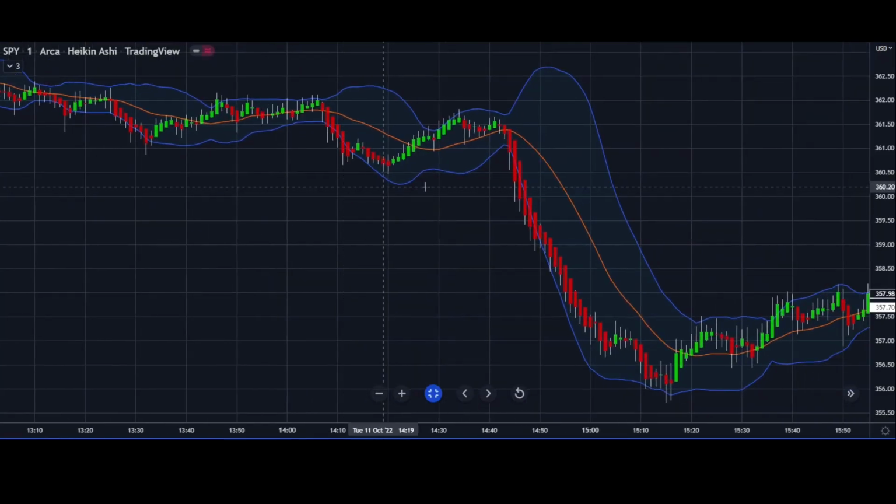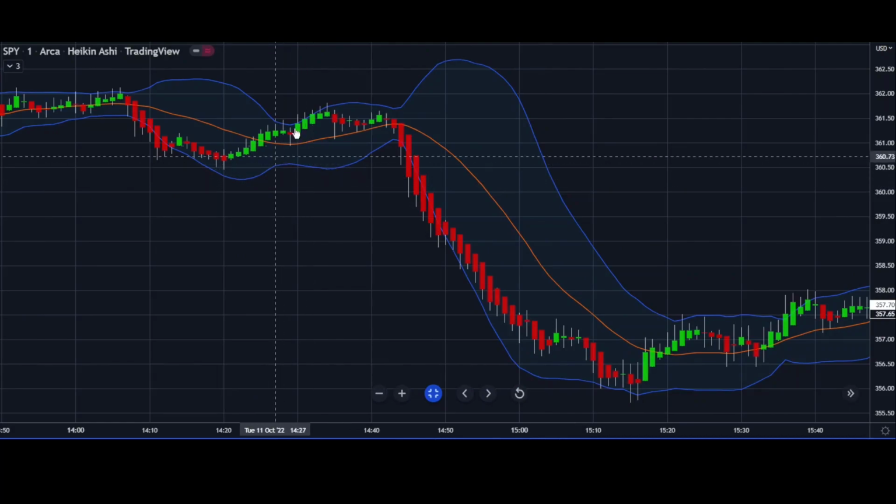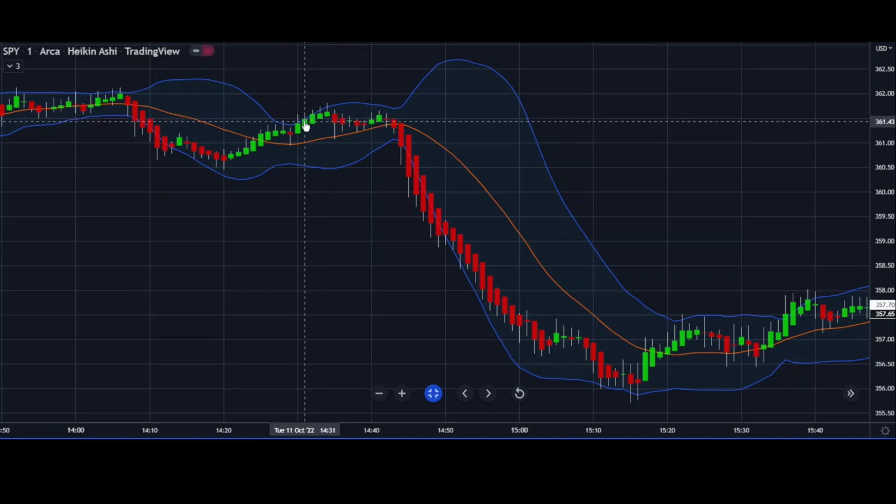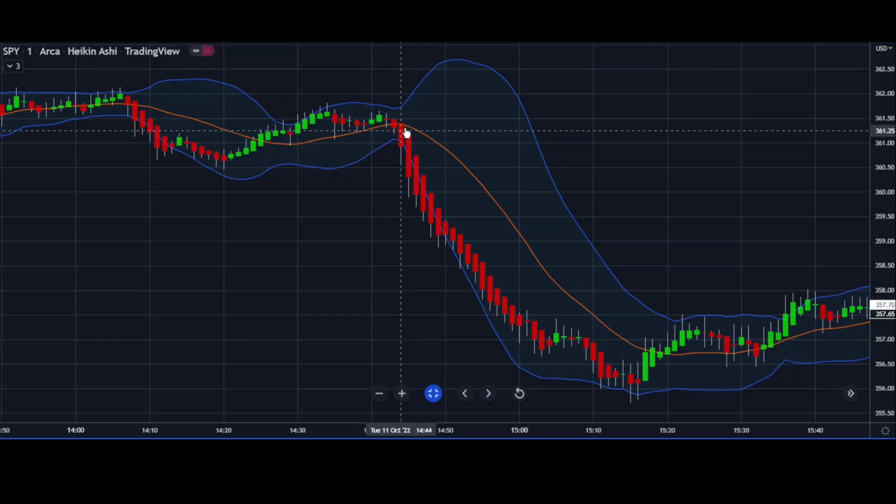So the way this strategy works is it's very simple. You see the Heikin Ashi bars break through the top of the Bollinger Band with the candle itself, which means the average of the two candles is above the Bollinger Band. Then it falls back inside. Once the candle crosses the midline, or the middle of the Bollinger Bands, that is a signal.